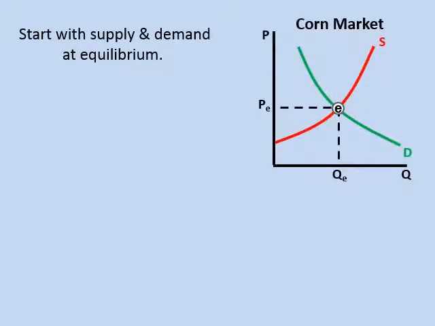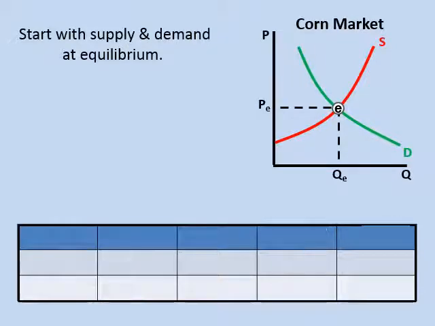Let's assume we have a market that's at equilibrium, and let's say we're talking about corn. We have a supply and demand curve for corn. They're intersecting at an equilibrium point. There's an equilibrium price in the marketplace, and there's an equilibrium quantity that's being transacted at that price.